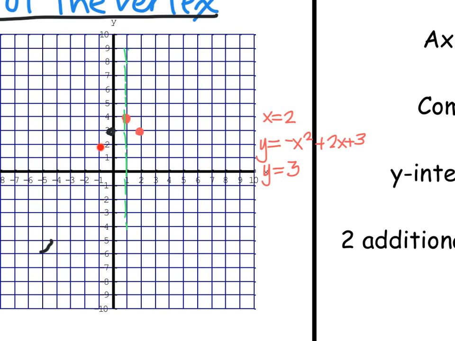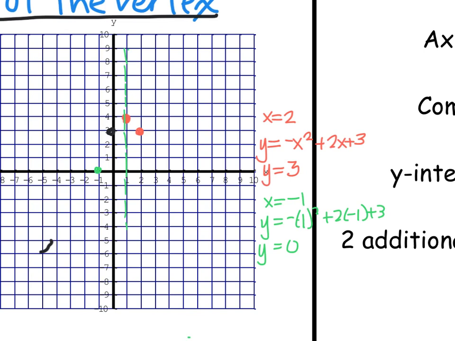So now I want to pick just one more point. Again, we know that this is the y-intercept. I'm going to pick the point negative 1. So if x equals negative 1, I'm going to plug negative 1 in this equation. So it's negative 1 squared plus 2 times negative 1 plus 3. And when I work that out, I get 0. So there's an x-intercept right there at negative 1, 0.